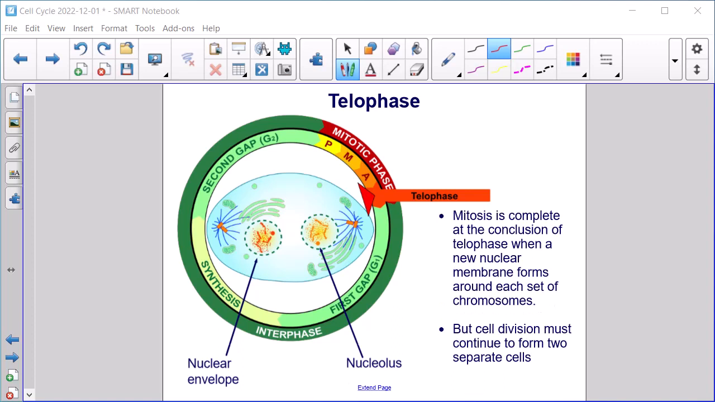Mitosis is complete at the conclusion of telophase when a new nuclear membrane forms around each set of chromosomes. But cell division must continue to form two separate cells.